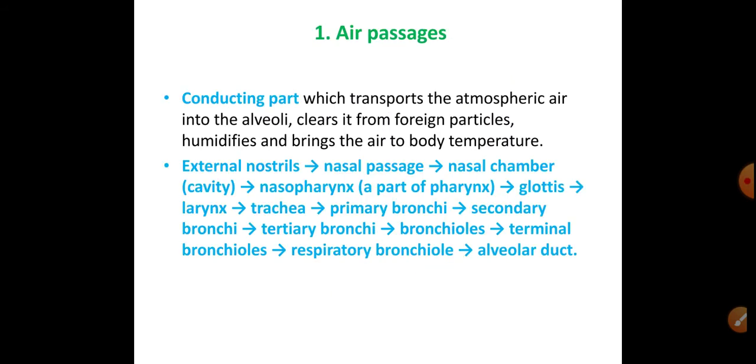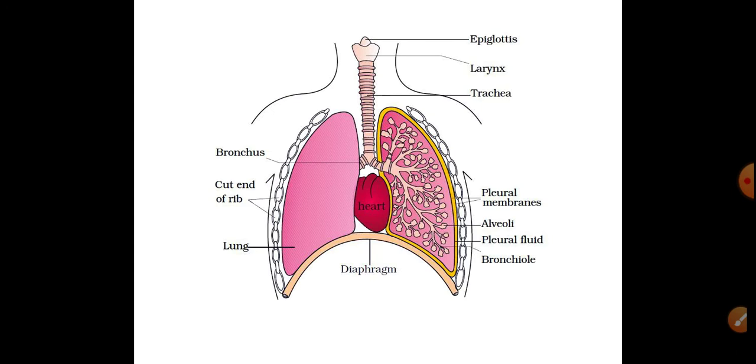What are the air passages? It is the conducting part which transports the atmospheric air into the alveoli. So what is an alveolus here? You can see the bronchus. The bronchus is divided into bronchioles. Many different branches are called bronchioles, and these bronchioles have a bunch-of-grapes like structure at the end of them, which are hanging, and these are called alveoli.